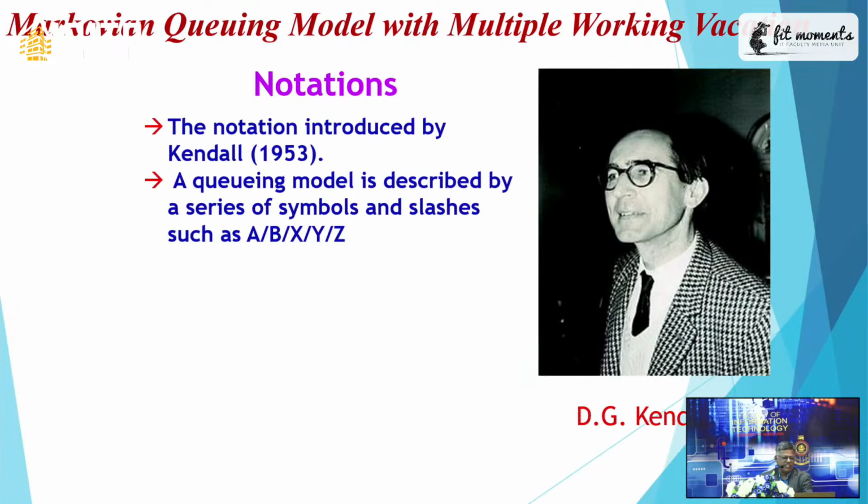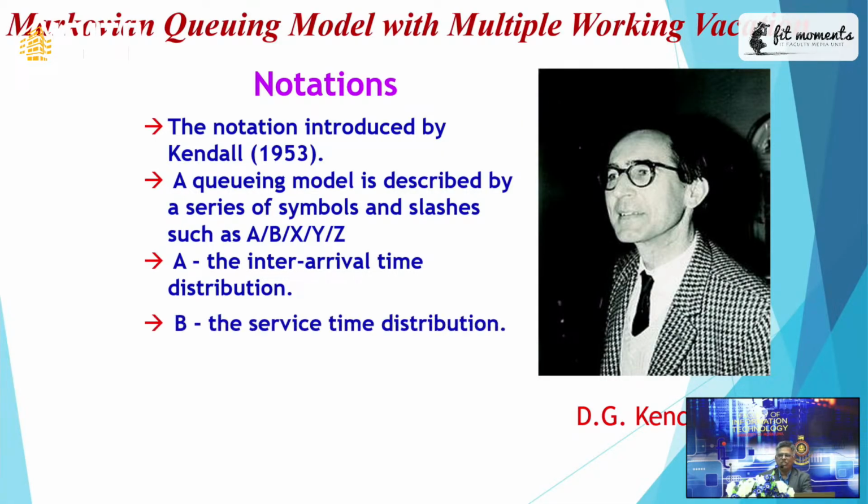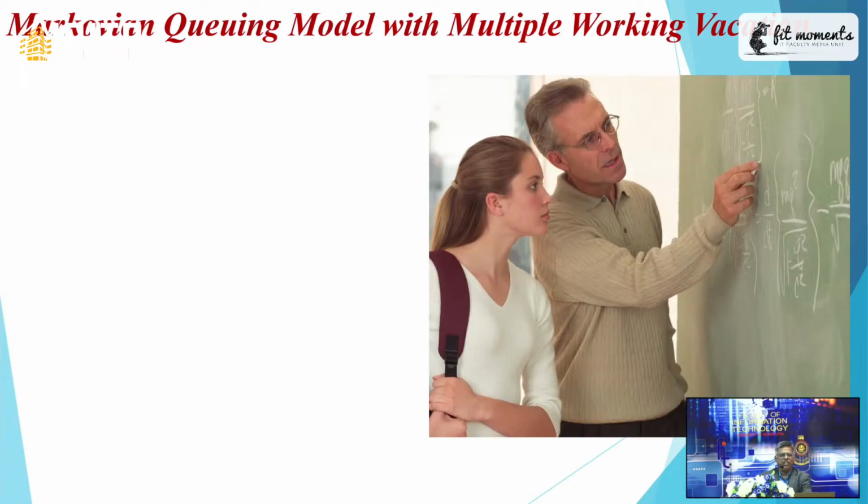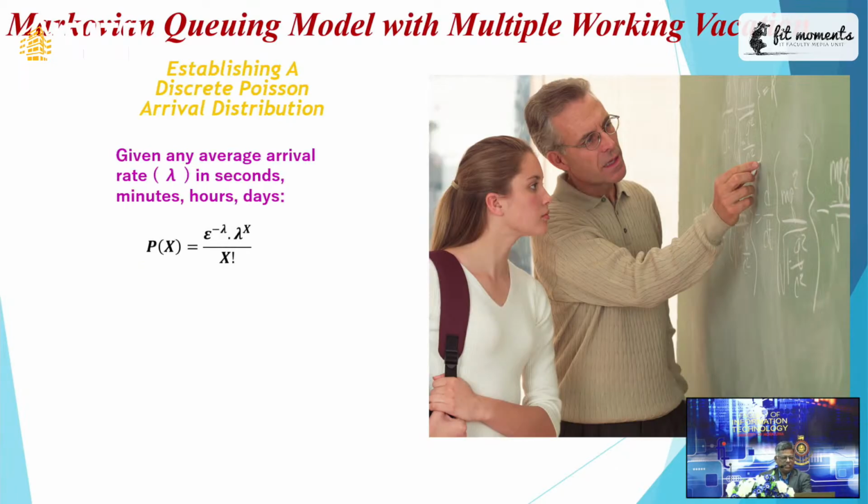Kendall notation is there. A queuing model is described as a series of symbols A, B, X, Y, Z. The first, A, denotes the inter-arrival time distribution. Second, B, the service time distribution. Third, X, is the number of parallel channels. Then Y, system capacity. Then Z, queue discipline. This is one example for the average arrival rate lambda per second, minutes, hours, days. We know the probability mass function f of x equals e power minus lambda, lambda power x by x factorial.